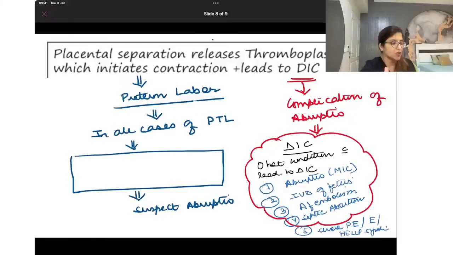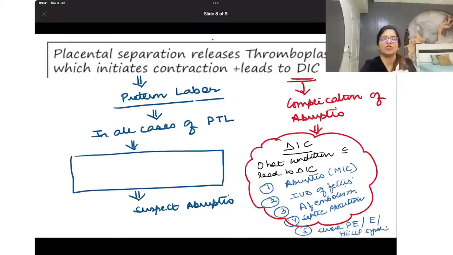Number 1, abruptio, that is the most common. Number 2, intrauterine death of the fetus. Number 3, amniotic fluid embolism. Number 4, septic abortion. And number 5, severe preeclampsia. PE is preeclampsia, E is eclampsia, and then HELLP syndrome. Clear to all of you?